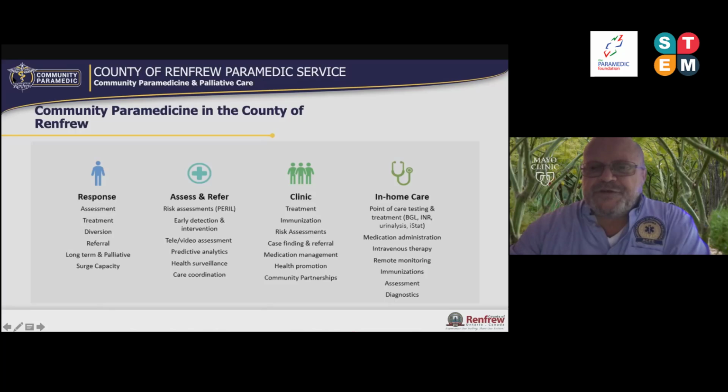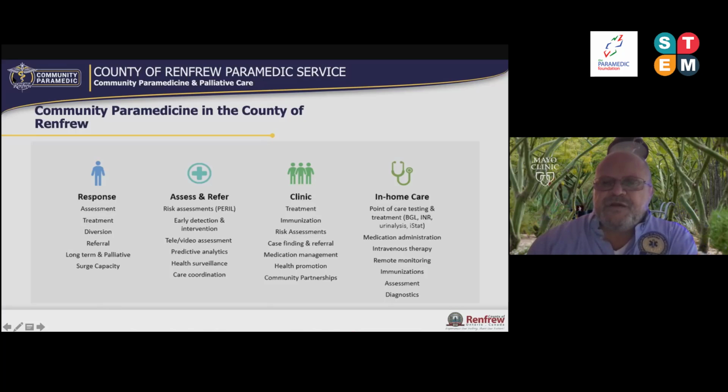Medication administration: if we're following a patient that has congestive heart failure and their legs are swelling up, we have the ability to give them medication to take care of that and then monitor them for some period of time after doing it. And we can hopefully avoid a trip to the emergency room because of that. Intravenous therapy, remote monitoring, immunization, assessment, and diagnostics.